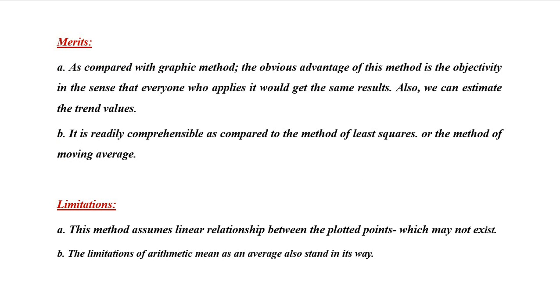The merits and limitations of the method of semi-average are as follows. As compared with the graphic method, the obvious advantage of this method is the objectivity, in the sense that everyone who applies it would get the same result. Also, we can estimate the trend values. It is readily comprehensible as compared to the method of least squares or the method of moving average. The drawbacks are that this method assumes a linear relationship between the plotted points, which may not exist. The limitation of the arithmetic mean as an average also stands in its way.